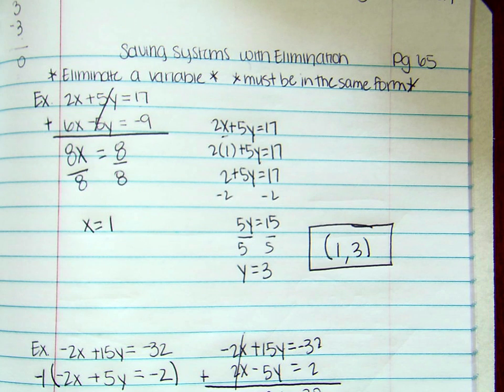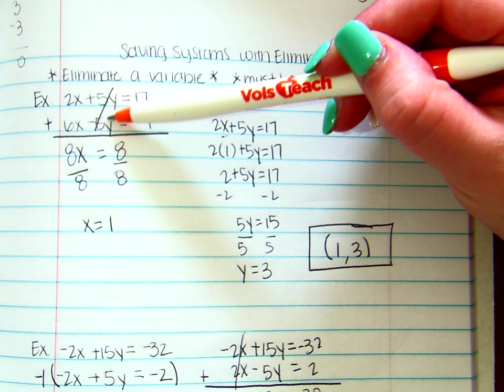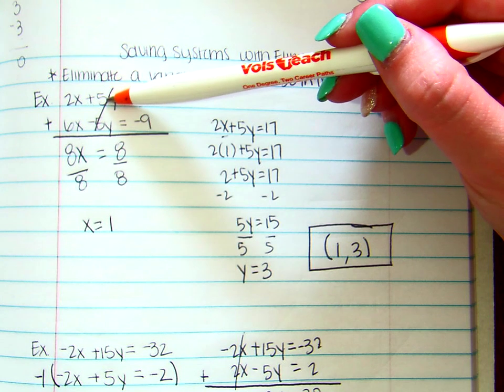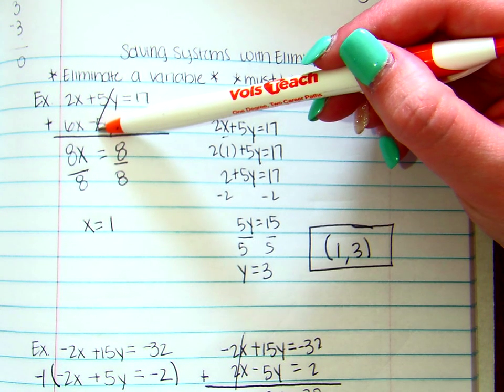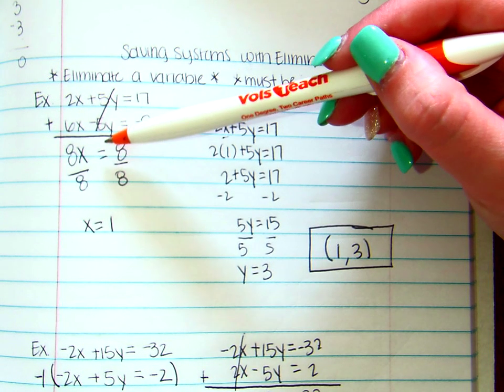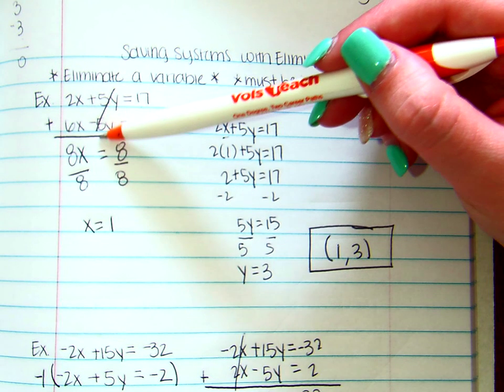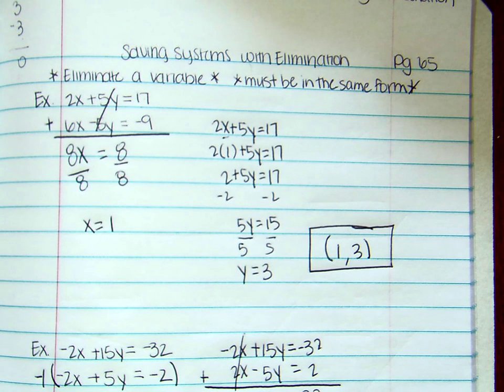If we're going to be solving systems with elimination, remember our whole goal is we want to eliminate one of the variables. And to do that, the coefficients of one of the variables, remember coefficients is that number that's in front of the variable, need to be the same number but opposite signs, because that's how we can eliminate one of the variables, okay?